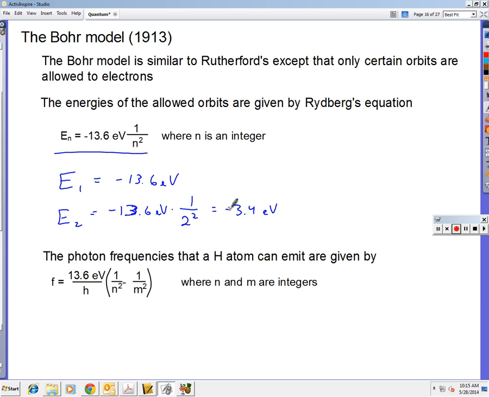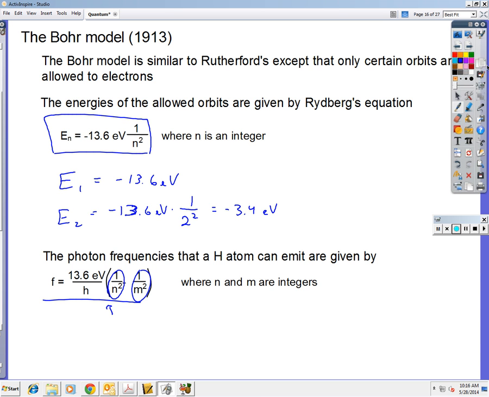And that means that the photon frequencies that can be emitted are given by this equation. Please don't memorize this. The frequency is 13.6 electron volts divided by Planck's constant, times the difference between the first energy level and the energy level it goes to. You do not need to memorize this equation. If instead you memorize the previous equation, which even that is strictly not necessary, that tells you what the energy levels are, and then you can calculate the photon frequencies associated with it.